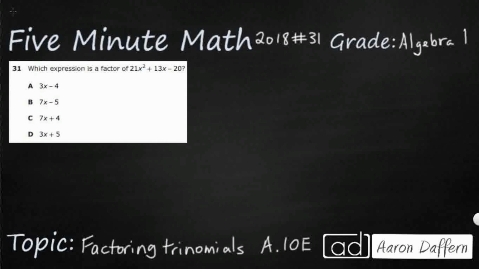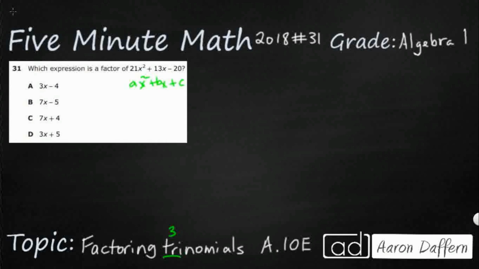So we have a trinomial here. That means 3, right? That prefix gives us that clue. It's 3 terms in this expression, and it is in the form that we need. We need ax squared plus bx plus c.